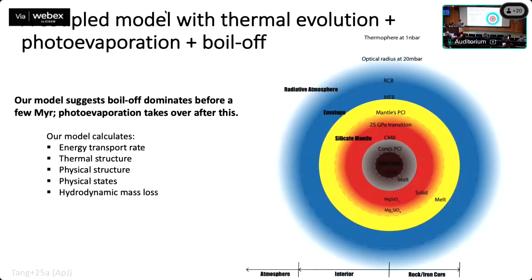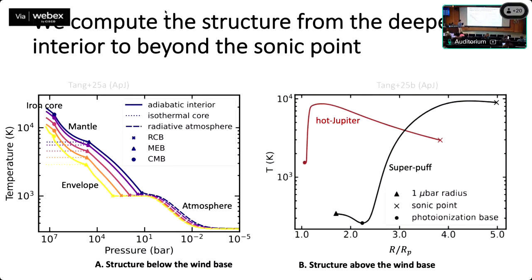So at each time step, we calculate the energy transport rate, thermal structure, physical structure, the physical state, and the mass loss. And we evolve the planet following this information. And this is how we do that. We combine together the interior modeling, which is a hydrostatic part in here. This is the temperature-pressure profile of the interior. You can see this is iron core, mantle, envelope, and the lower radiative atmosphere.